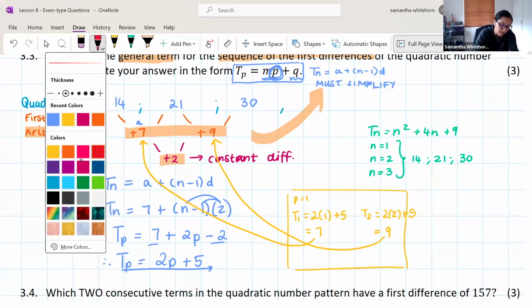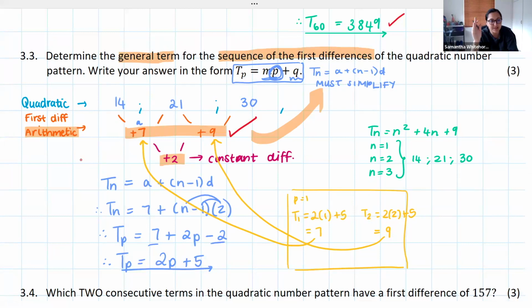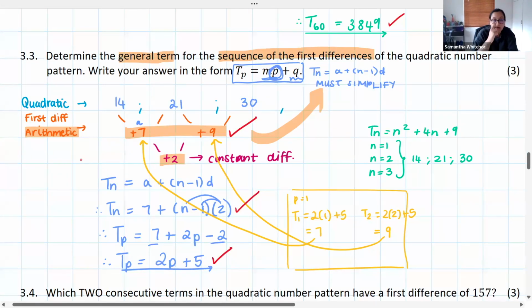Just quickly in terms of the mark allocation here, remember it's for 3 marks. So your first mark will be actually getting your terms of your linear sequence, of your arithmetic sequence. Once you have that, substituting into your formula with your constant difference of 2, and then getting the correct general term, the 2p plus 5.